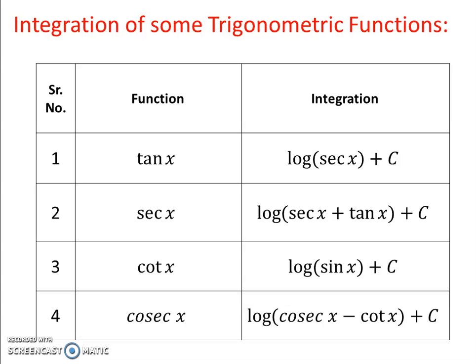If we adjust the minus sign, then that will be minus integration of minus sin x upon cos x, and using the f dash upon f integration, you will get minus log of cos x. That is log of cos x raised to minus 1, and cos x raised to minus 1 is nothing but sec x. So integration of tan x is log of sec x plus c. Similarly, integration of sec x is log of sec x plus tan x plus c. Cot x, log of sin x plus c. Cosec x, log of cosec x minus cot x plus c.